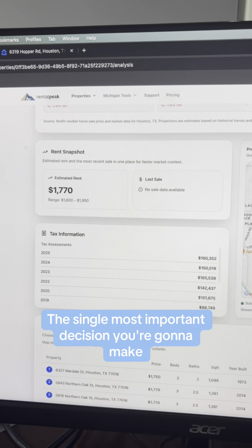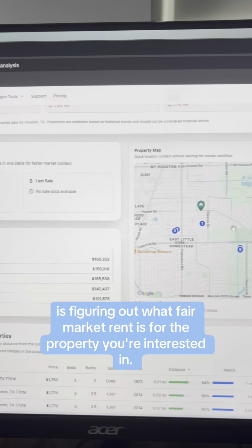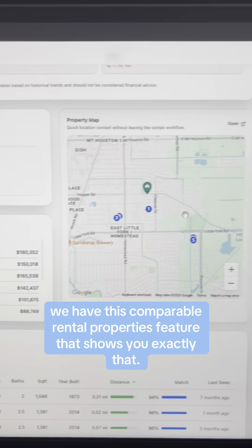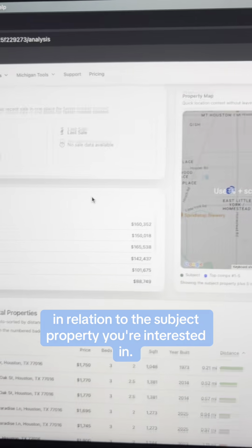The single most important decision you're going to make when buying a rental property is figuring out what fair market rent is for the property you're interested in. So on RentalPeak, we have this comparable rental properties feature that shows you exactly that. Here on this map, we have the top 5 closest properties in relation to the subject property you're interested in.